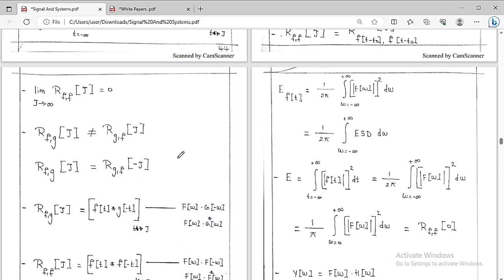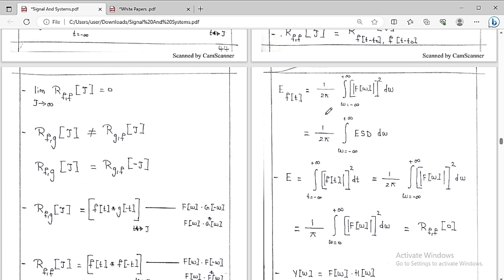I have already told you what the energy in the signal F of t is. You can get an expression in either the time domain or the frequency domain with the help of Parseval's theorem: 1 by 2 pi integration from omega equals minus infinity to plus infinity of mod of F of omega whole square d omega. So either in the time domain or the frequency domain, you get the same energy.